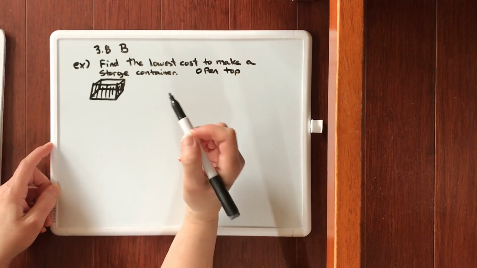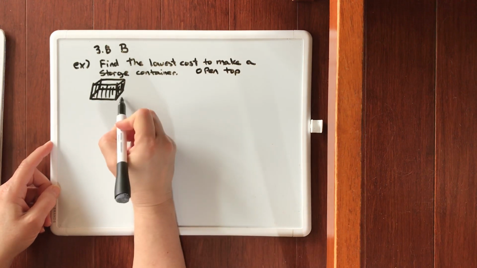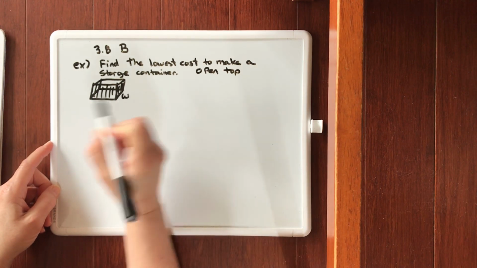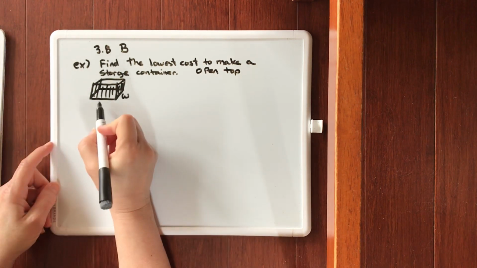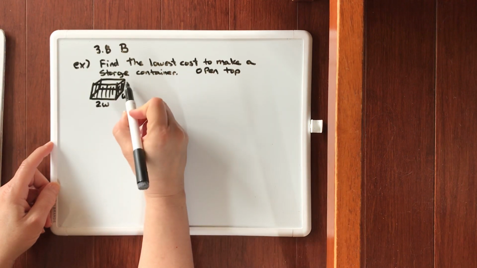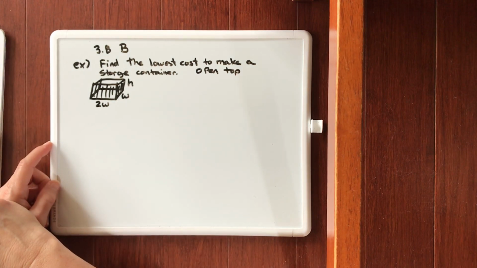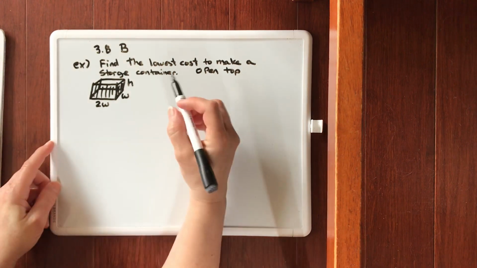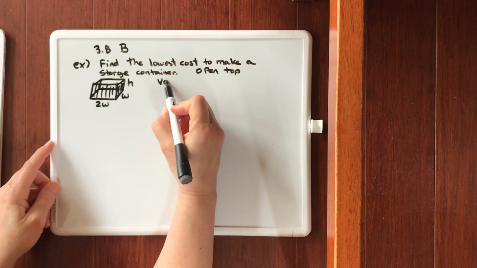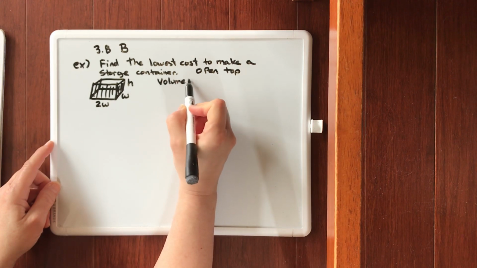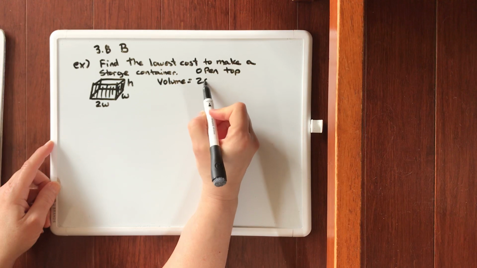Okay. Now what they do give us is that the width, we're going to call it W. We know the length is twice as long as the width. And then here's the height, which we don't know. We're going to call it H for height. They do give some information, and that is the volume of the storage container is going to be 20 meters cubed.